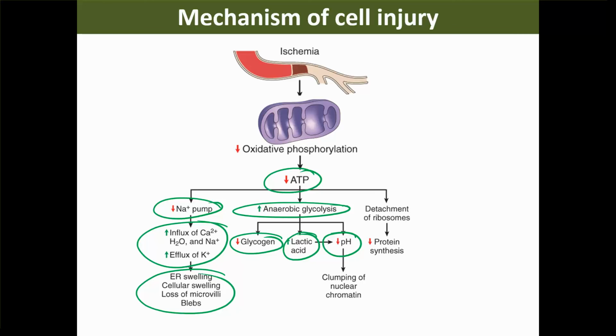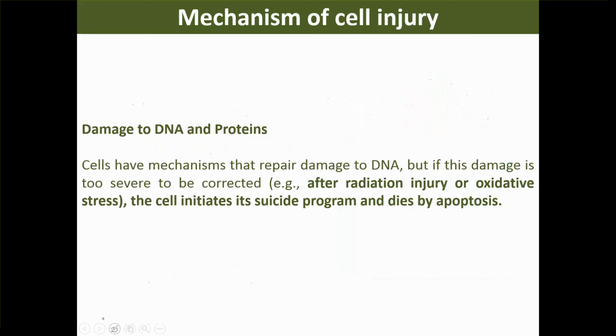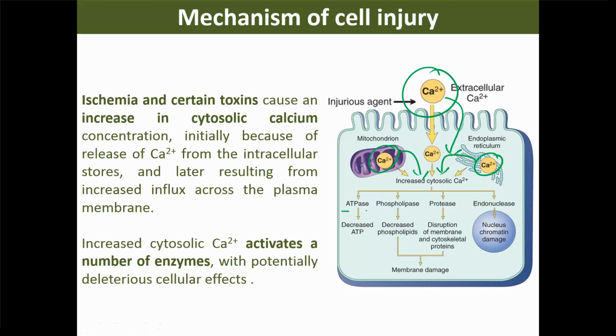Then all the cellular organelles swell, and there is detachment of ribosomes, which ends up with decreased protein synthesis. Calcium enters the cell more, and calcium also comes out of the mitochondria and endoplasmic reticulum, and they activate these 4 enzymes: ATPase, phospholipase, protease and endonuclease, which come from the lysosomes, and then they degrade the ATP.